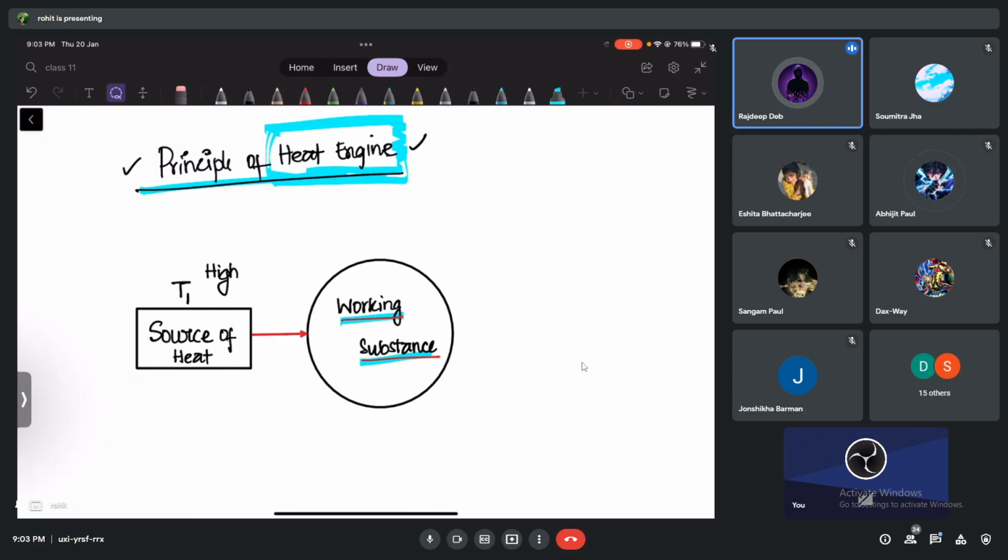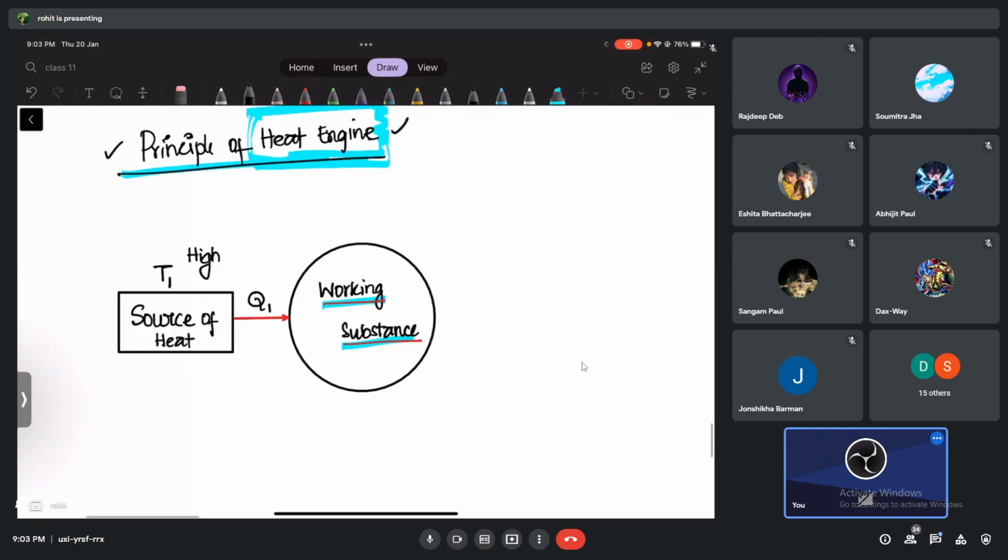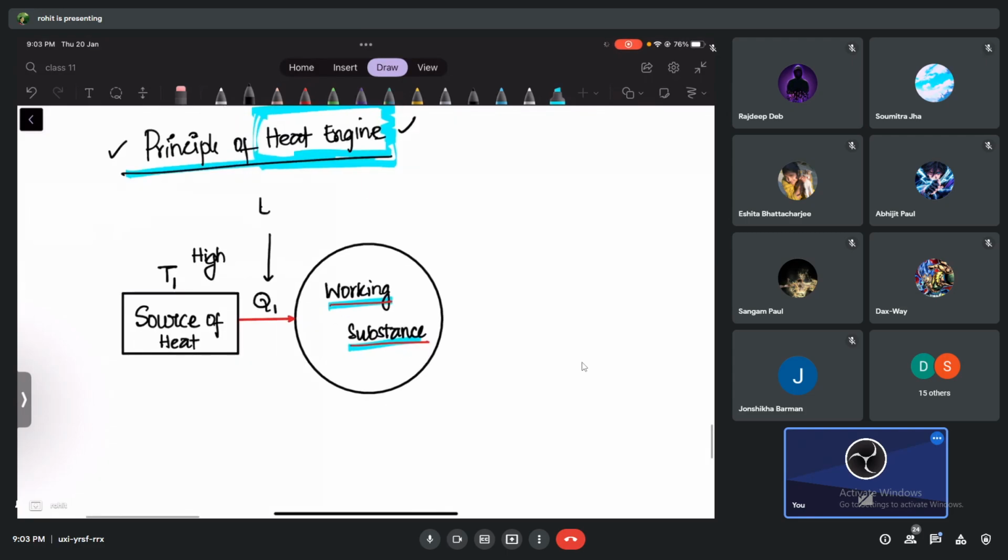High temperature. How much energy is gained by the working substance? Now check. I'm going to represent it by Q1. Are you clear what is Q1, guys? Q1 is what? Energy gained by the working substance.